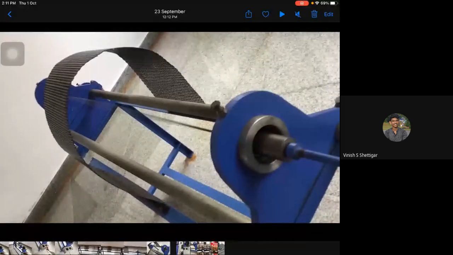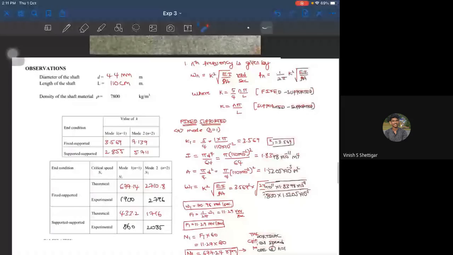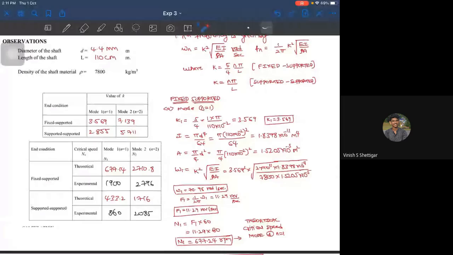Okay, so this is all about the experimentation, guys. Coming to the calculation part, it's very simple. Just note down the diameter of the shaft, the length of the shaft, and the density of the shaft. That will be given to you in the observations, and you have to calculate the value of K for both mode 1 and mode 2 for fixed supported conditions.